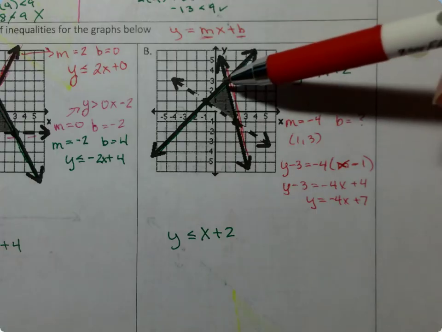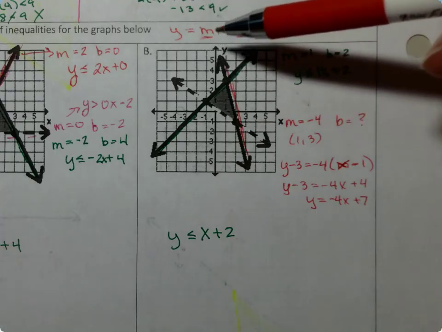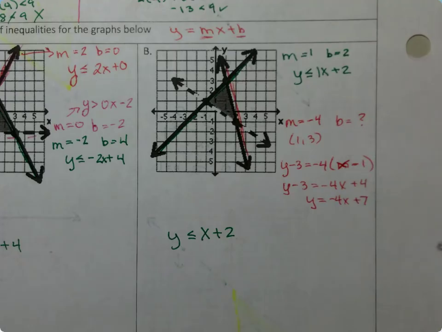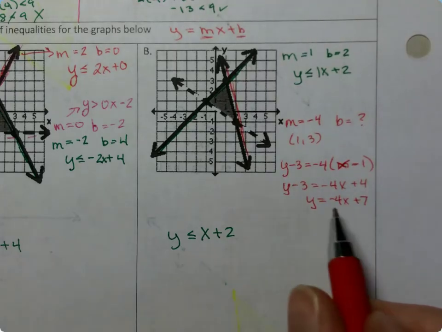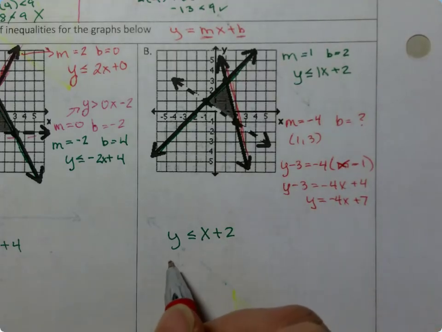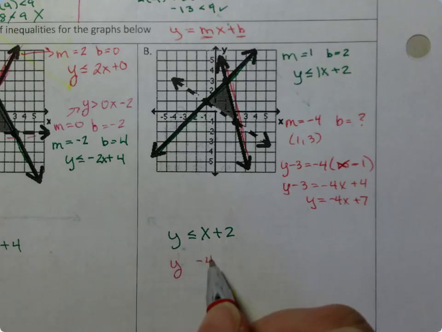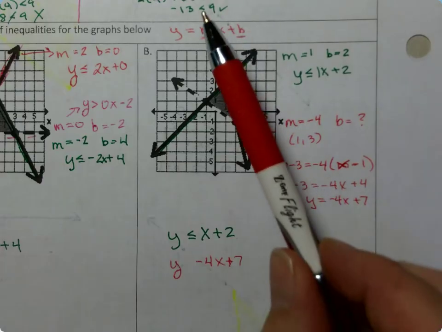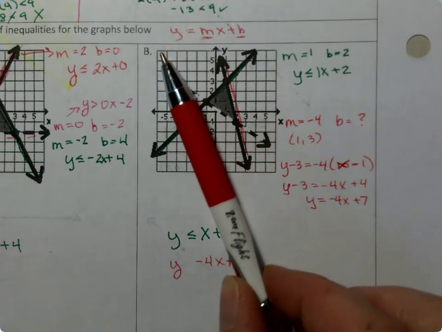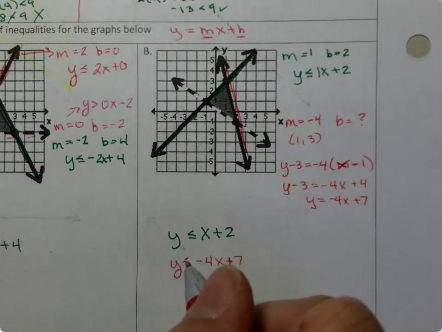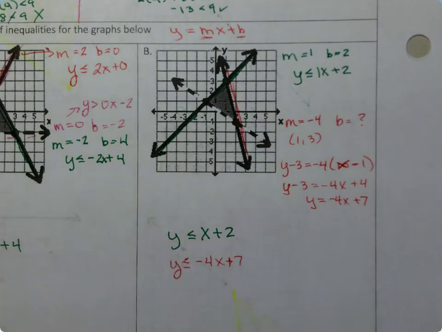Now, I know that some of you would have just extended this up and estimated where it was, but I thought this would be a good review of that. Now, I can't use an equal sign, right? So it's going to be y is what compared to negative 4x plus 7? Well, this red line shades where? Coming down. So y is less than or equal to.